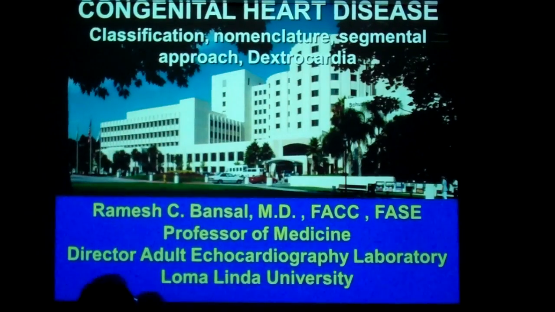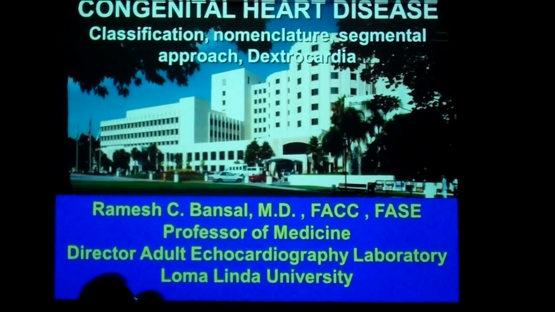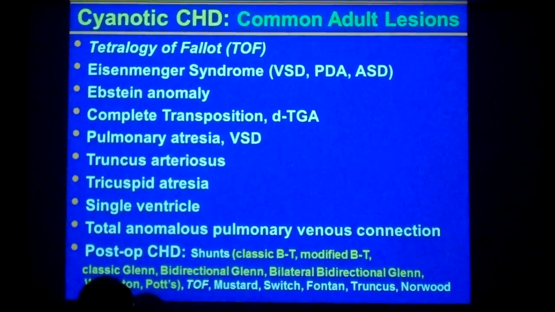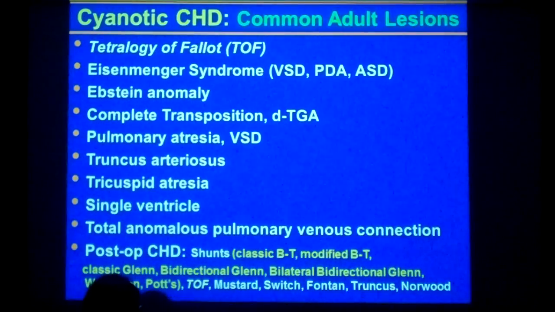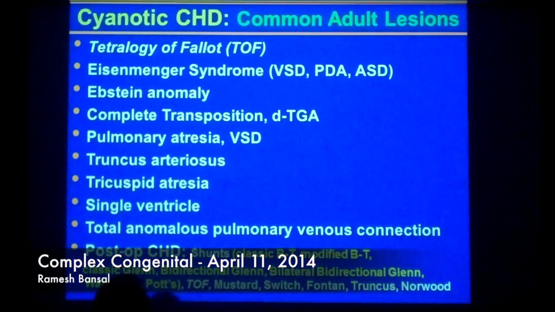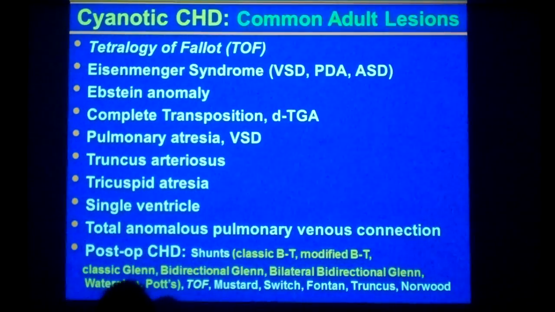How to solve the puzzle of complex congenital heart disease, and discuss mostly about dextrocardia. To start with, some of the complex lesions that we see as adult cardiologists are tetralogy of Fallot. If somebody asks you what is the commonest cyanotic congenital lesion that we see, that's TET.